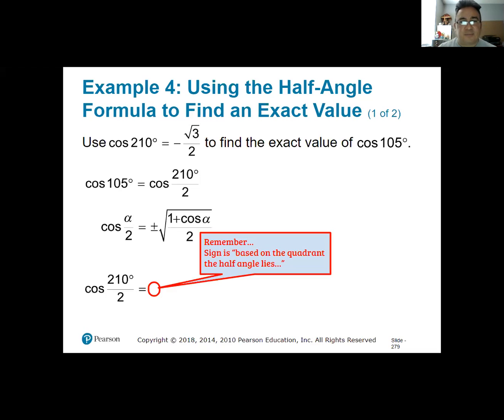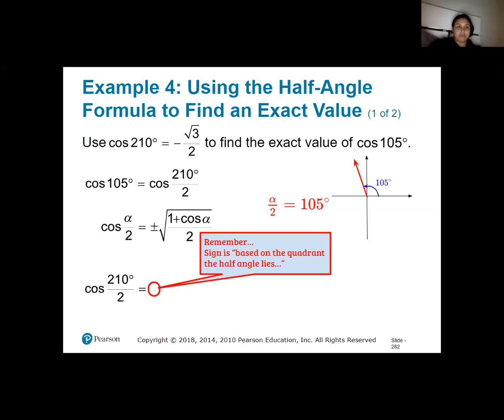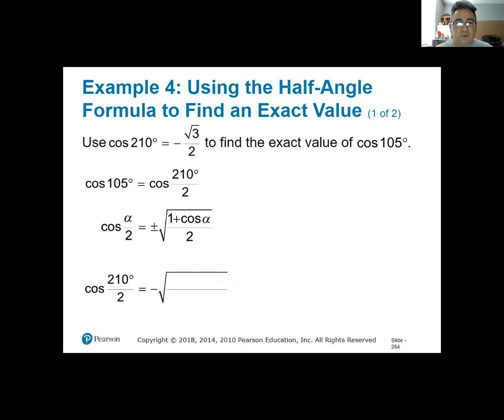Now remember, the sign is based on the quadrant the half angle lies in, right? What is the half angle? Alpha over 2 is equal to how many degrees? 105, right? And where does 105 degrees lie? In which quadrant? Quadrant 2. Good, Sarah. 105 is in quadrant 2. That means that it is going to be what? Negative. So now we know it's going to be negative. Now we can just start to plug in the rest into the formula, right? So it's the square root of 1 plus cosine of what?